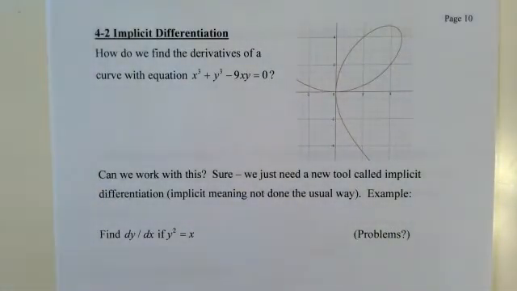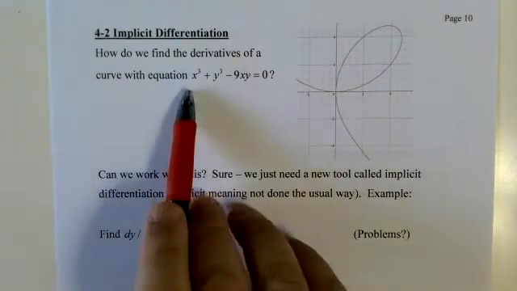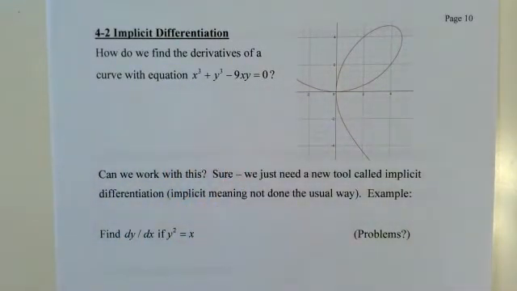Lesson 4.2, implicit differentiation. It's going to knock you back on your heels a little bit here, but it's not a big deal. Just get used to it. So how do we find the derivative of some weird equation that's not set up in a nice f of x equals or y equals form?